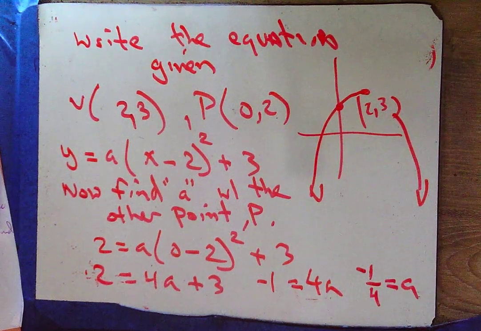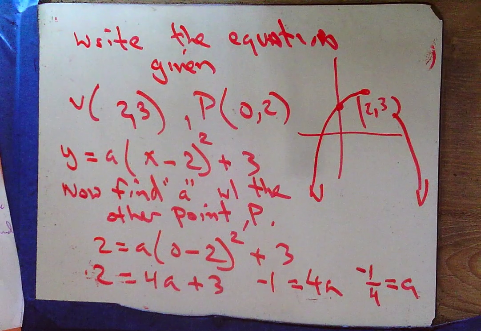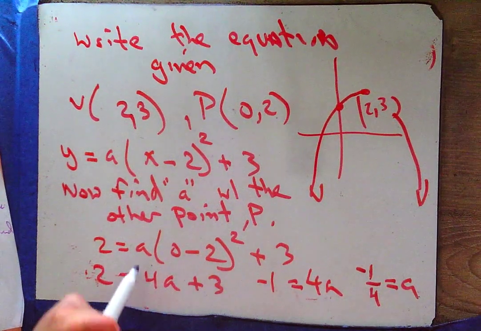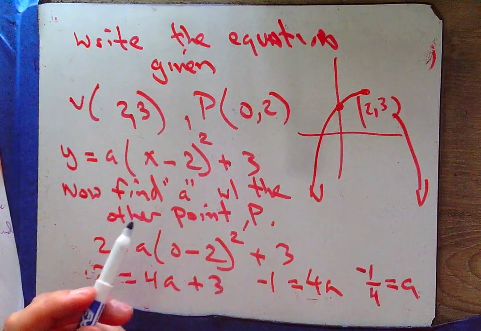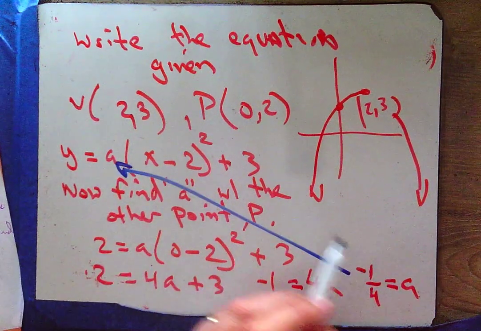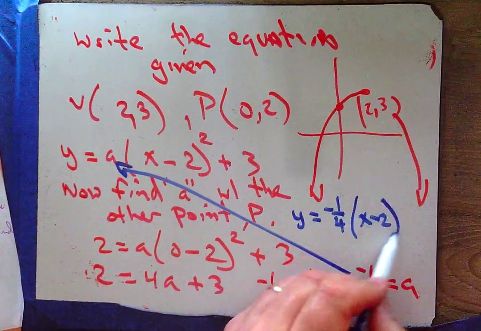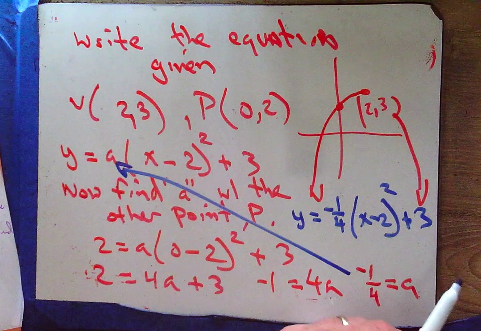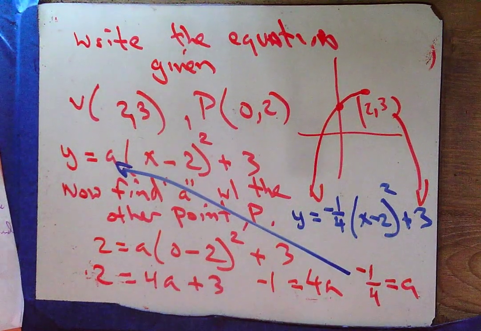All right, am I done? No. This is like the student who finds the b for y equals mx plus b and then doesn't plug that b value back in with the slope to write the equation of the line. They're so excited that they found b, they stop and they move on to the next problem. Don't be that student. You need to take this value and plug it in there. So we get y equals negative 1/4 (x minus 2) squared plus 3. Okie doke?